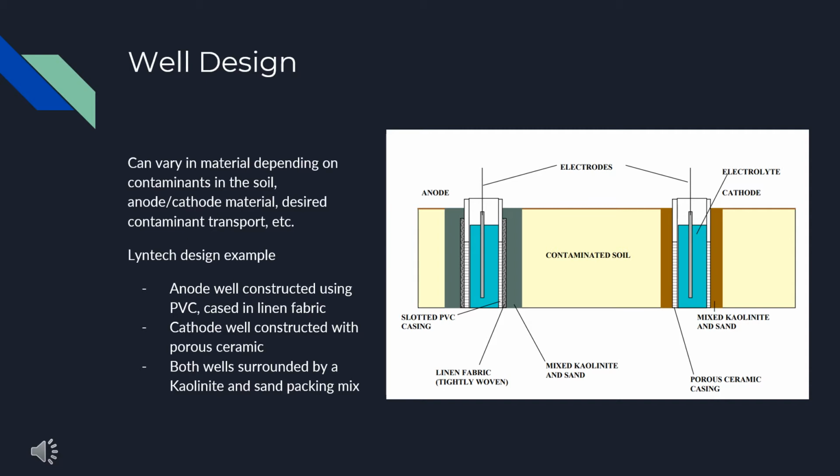It is also important for the wells to be permeable enough to allow the ions to pass through so that they can be removed. In this instance, the anode was surrounded by a linen fabric, and both wells were placed within a packed sand mixture.